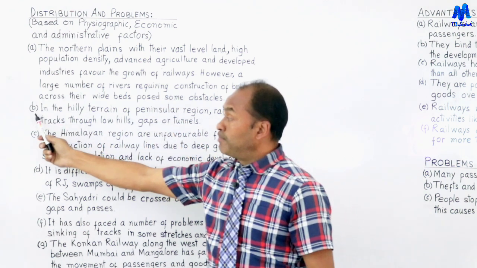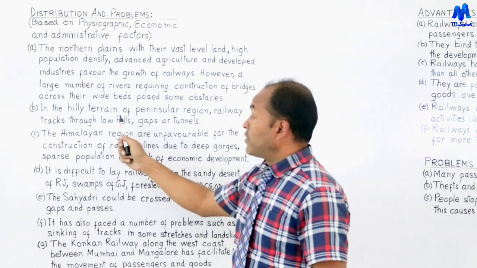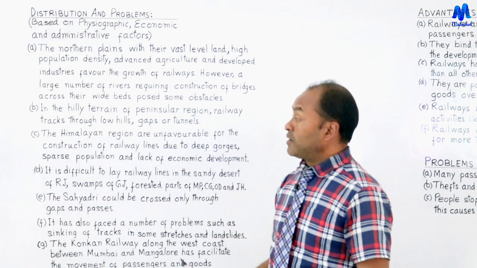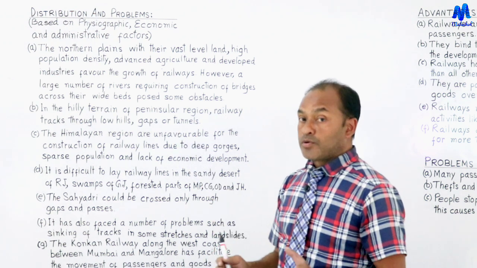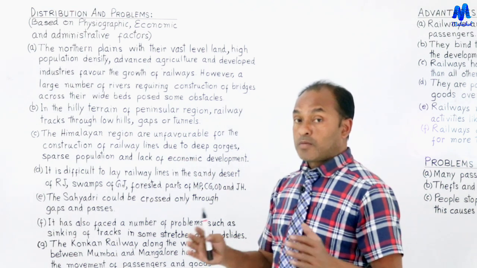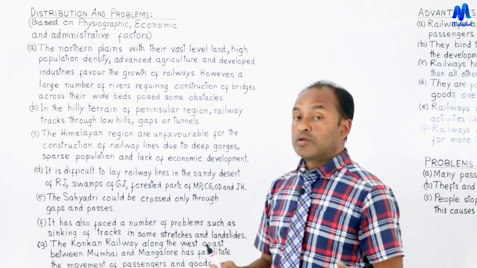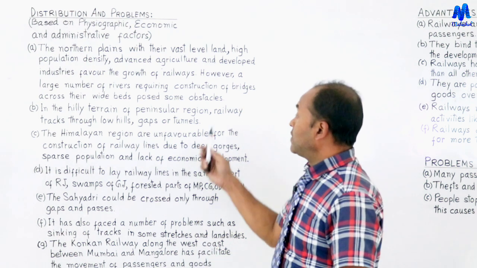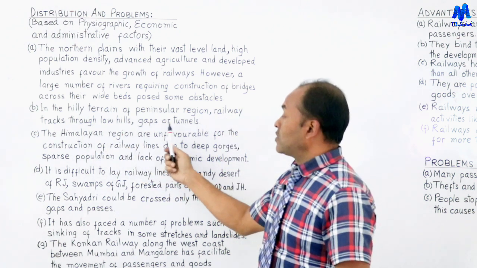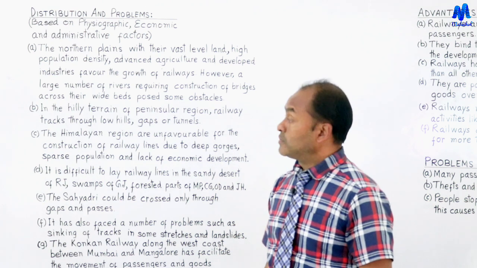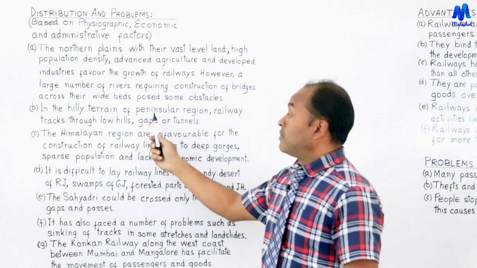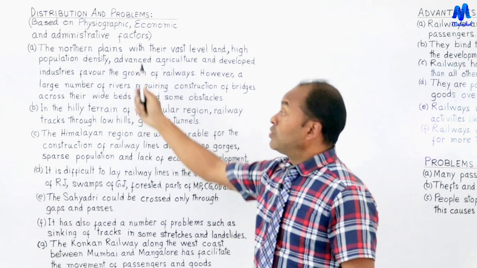And in B, in the hilly terrain of the peninsular region, in peninsular India, the topography has rock formations of old igneous rock. So cutting railway tracks through low hills and gaps or tunnels is a major problem. So here again, the railway density is somewhat poor compared to the northern plains.